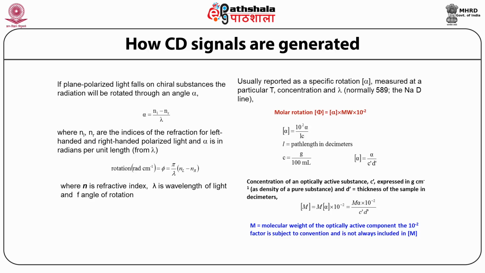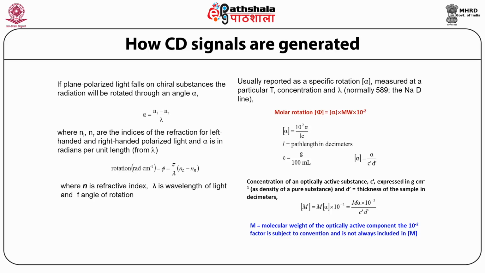through an angle alpha, which is given as alpha equals n_l minus n_r divided by lambda, where n_l and n_r are the indices of refraction of the left-handed and right-handed polarized light, and alpha is in radians per unit. So the rotation phi is given as pi by lambda times (n_l minus n_r), where n is the refractive index and lambda is the wavelength of light and theta is the angle of rotation.